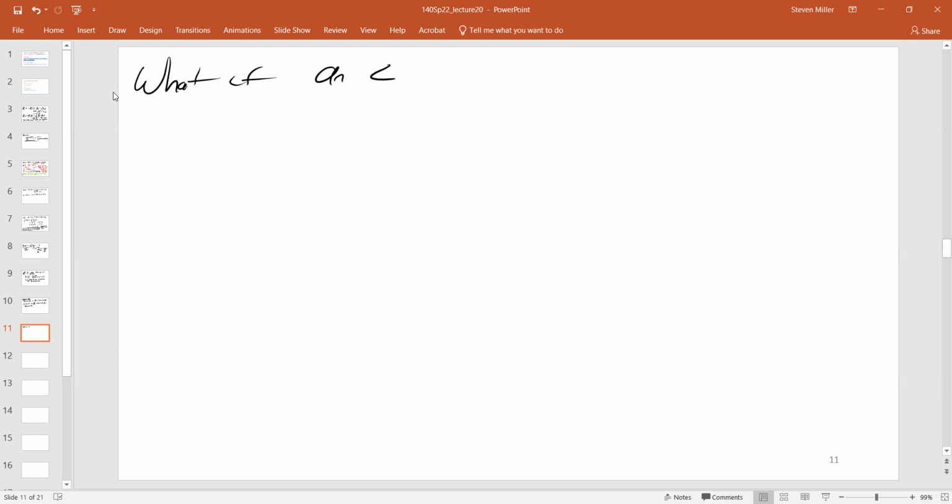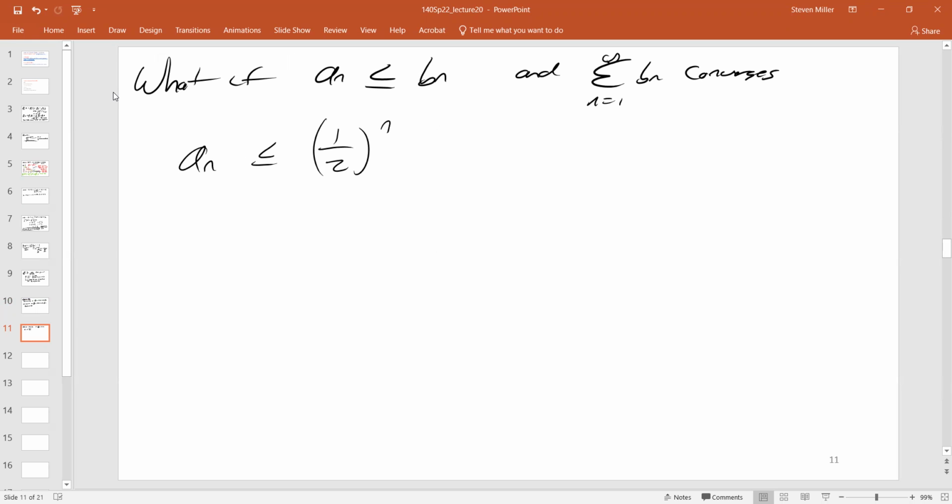What if we just had an less than or equal to bn and the sum of bn converges? Does the sum of the an's have to converge? So for example, let's say I want an less than or equal to 1/2 to the n. Can somebody give me a sequence of an's where each one is less than 1/2 to the n, but the sum won't converge?